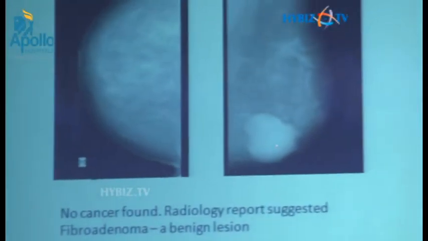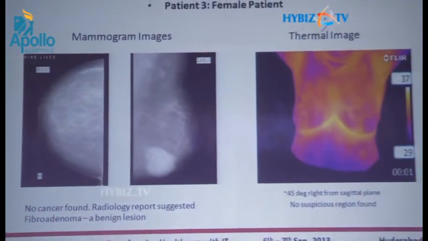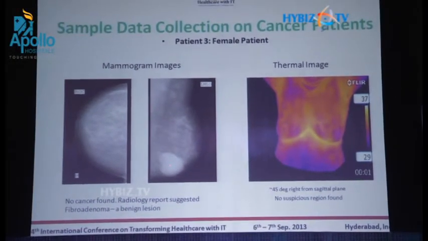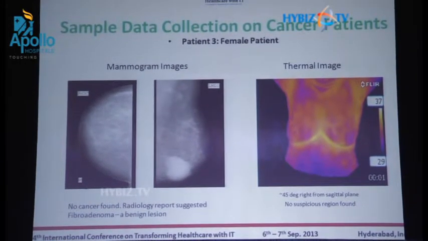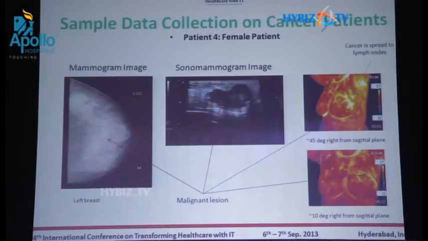And likewise, this is for a female patient where again the mammogram image shows this particular tumor, but the thermal image doesn't show any of that hotspot activity. And indeed, further clinical work showed that yes, it was a benign tumor. And for the other patient, where the thermal image was showing that activity, it was confirmed that it was indeed a malignant tumor.